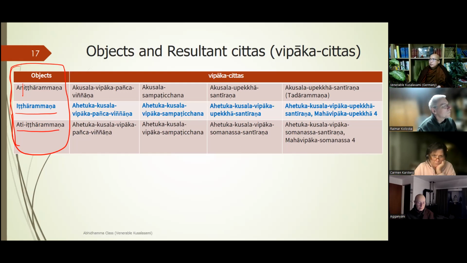And in the third chapter, there are three objects, but they are different. Anittharamana, undesirable object, and ittharamana, desirable object, are the same. There is no ati ittharamana in the third chapter. There is another kind of object, ittha majjhattarammana, the middle one. What is it? Neither desirable nor undesirable object. It is upekkha, right? I don't know why it is not the same categorization.